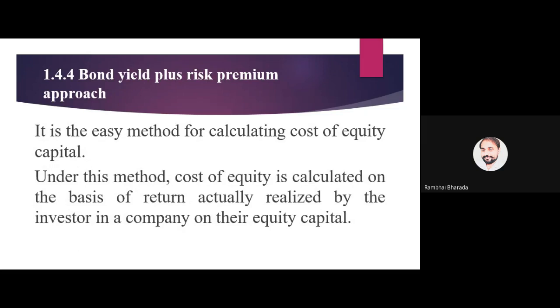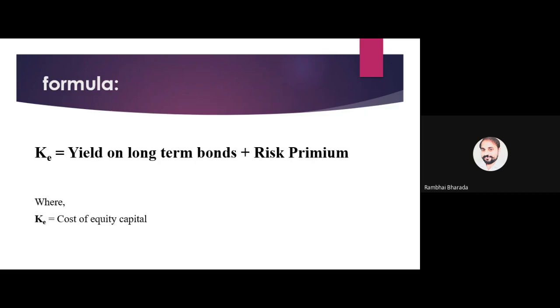Here we have two components that create the cost of equity. Number one is risk-free return, and number two is risk premium. The formula is very simple: yield on long-term bonds, which means a return on risk-free securities, plus a risk premium.